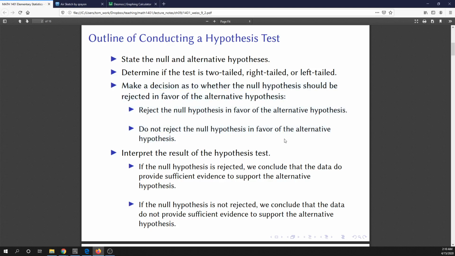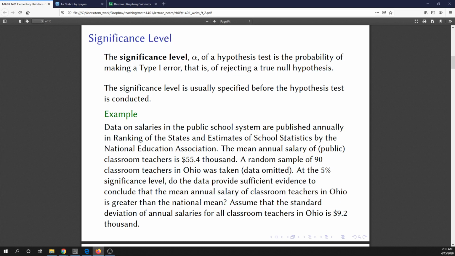All right. So the first step in how you decide, we need to talk about the significance level. The significance level will be denoted by alpha. The significance level of a hypothesis test is the probability of making a type 1 error. And if you haven't watched the section 9.1 video about type 1 and type 2 errors, you probably should go back and take a look at that. But a type 1 error is when you reject a true null hypothesis.